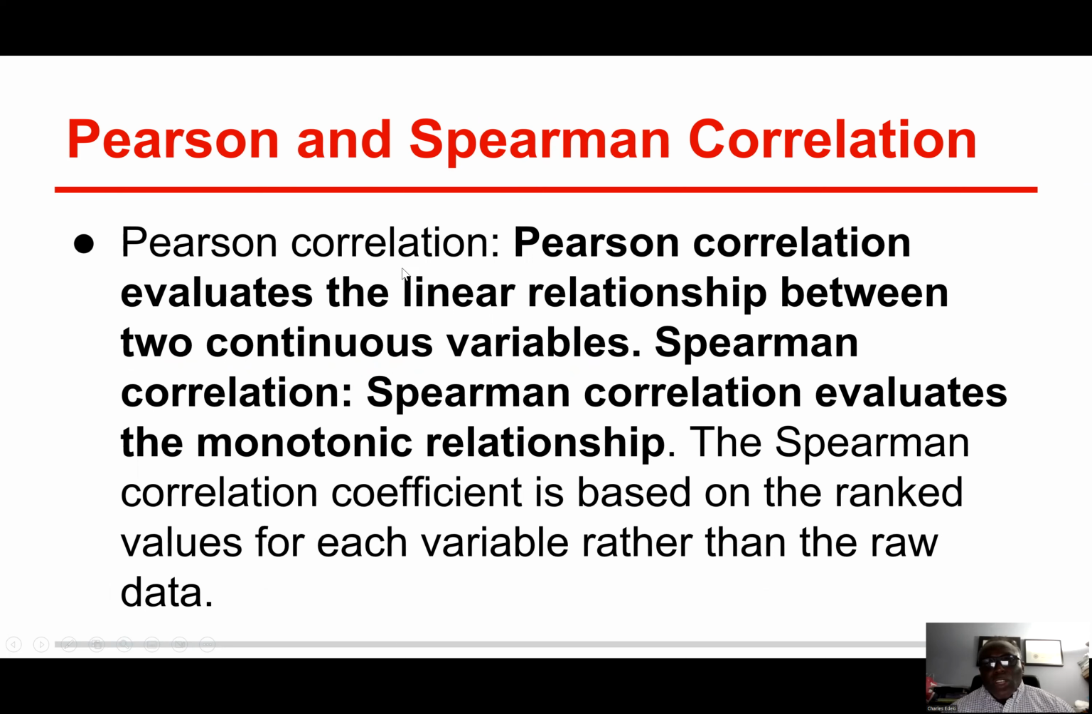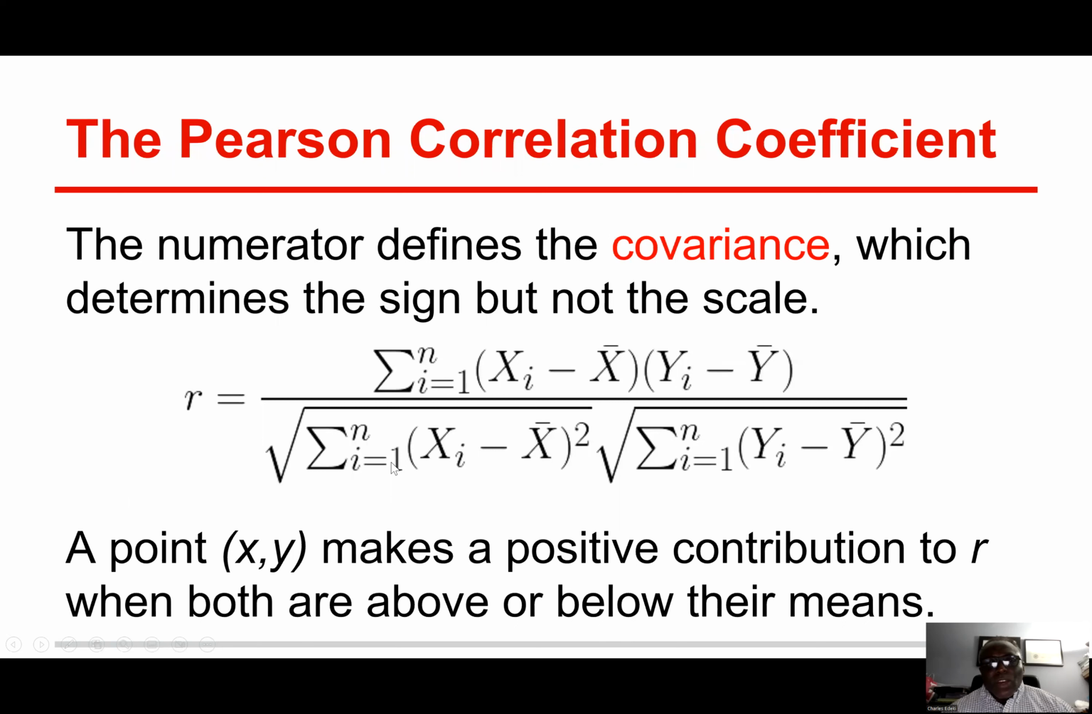So here we see a Pearson correlation will evaluate the linear relationship between two continuous variables. So again, the variables must be a raw value. Then the Spearman correlation evaluates a monotonic relationship. And here we say the Spearman correlation coefficient is based on rank values for each variable rather than raw data. So raw data is for the Pearson value, actual value. So this is the formula to find the correlation coefficient. Again, this is for Pearson.